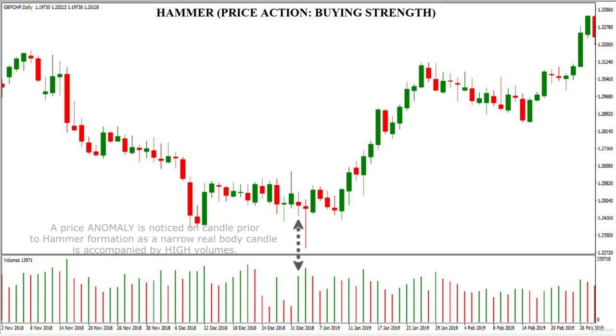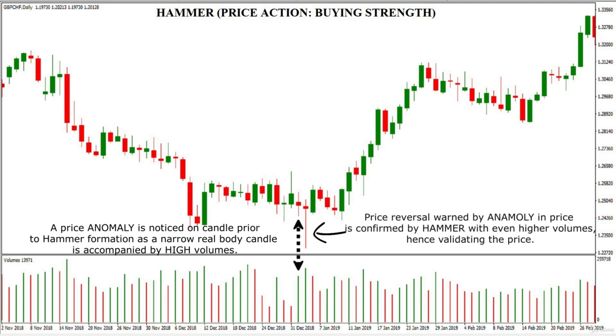If you notice here, a candle prior to hammer was a narrow candle but accompanied with significantly higher volume. And when hammer appears, the volume bars rises even higher, validating the reversal. The fact that the hammer appeared after the congestion or consolidation phase gives more strength to this price action pattern in this example.